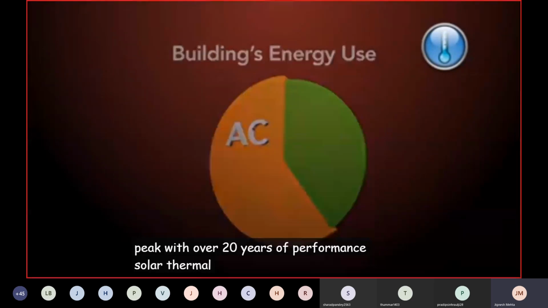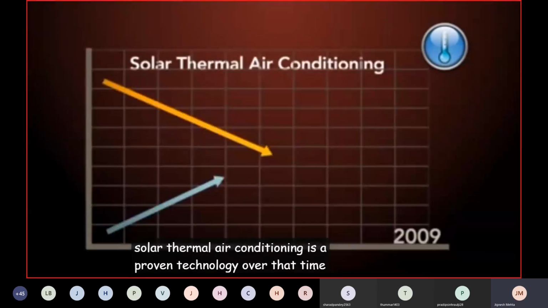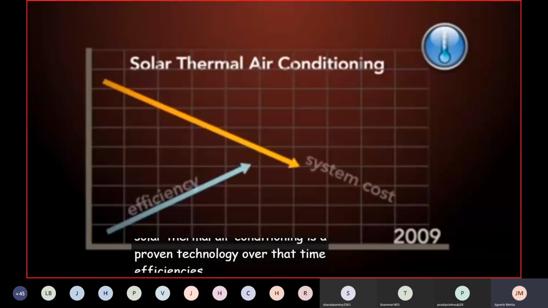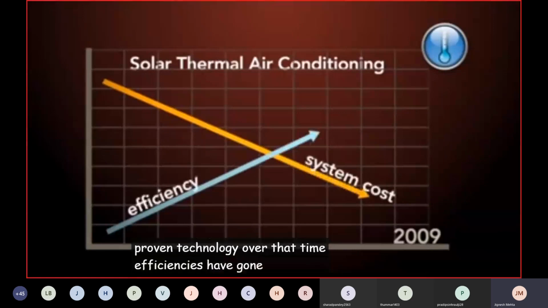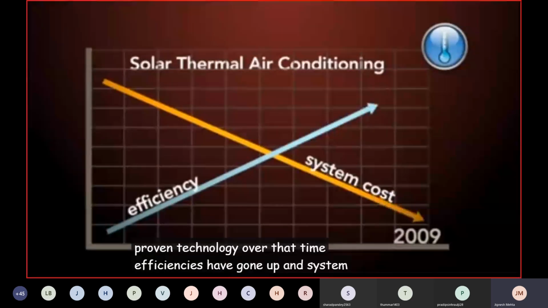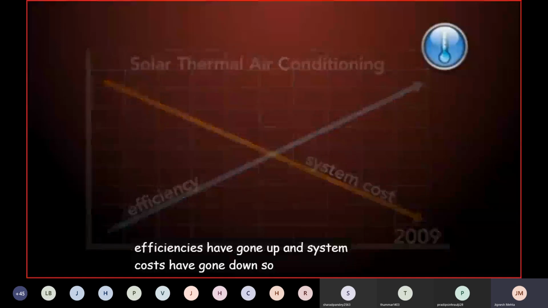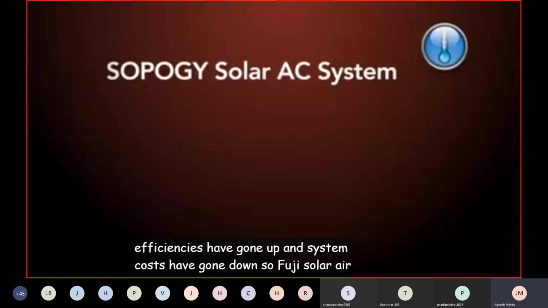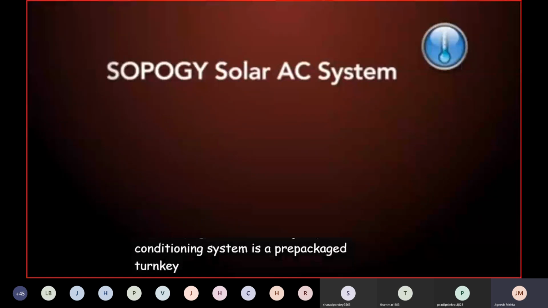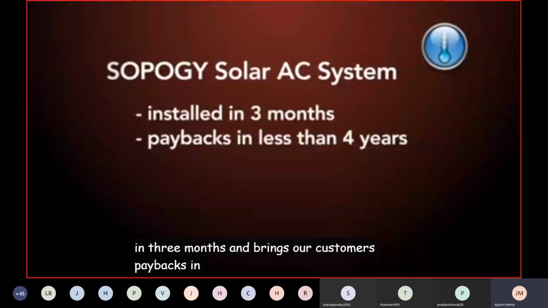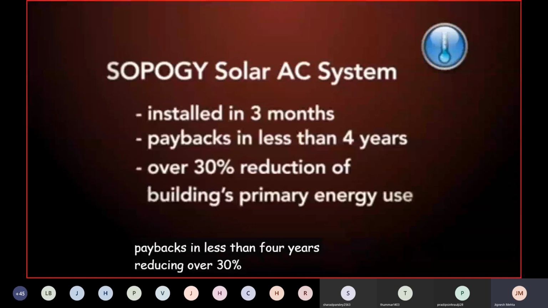Sopogy's solar air conditioning system is a prepackaged turnkey solution that can be installed in 3 months and brings our customers paybacks in less than 4 years, reducing over 30% of the building's primary energy use. Sopogy Sopanova collectors are being used at the Sempra Energy Resource Center.